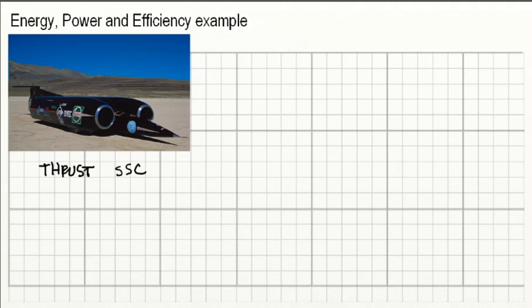Good morning, everyone. So today I would like to bring you one example using the Thrust SSC. As you have probably watched in the video that I've posted for you, this is actually the world record holder for the fastest land vehicle. And I'm going to give you some information about it. So the maximum speed that it was recorded to be able to develop was 341 meters per second.